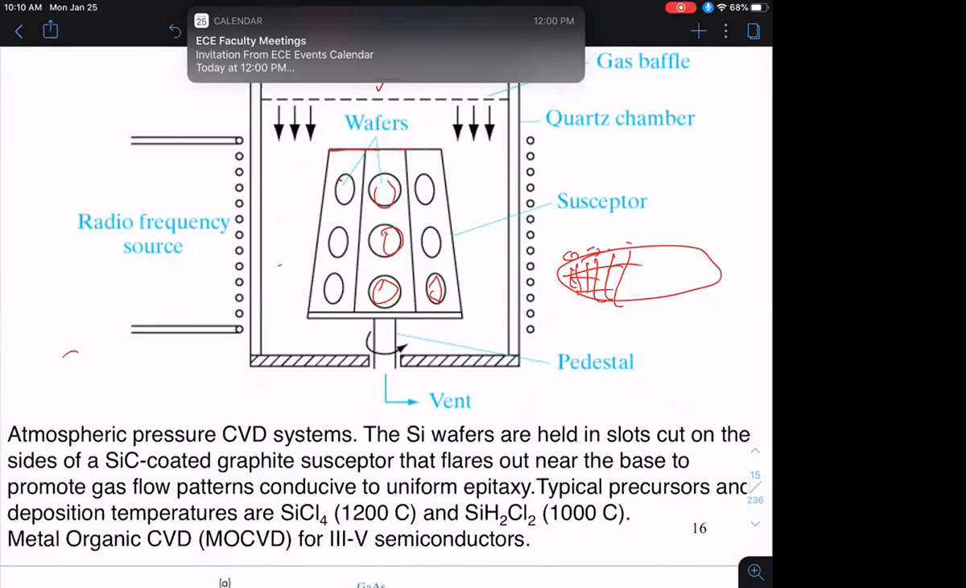There's different choices. You can flow in, say, silicon tetrachloride, and you react that with hydrogen, leading to the deposition of silicon atoms, and you have a byproduct of HCl, which is flowed out. Or you could have other gases like dichlorosilane and so on and so forth.